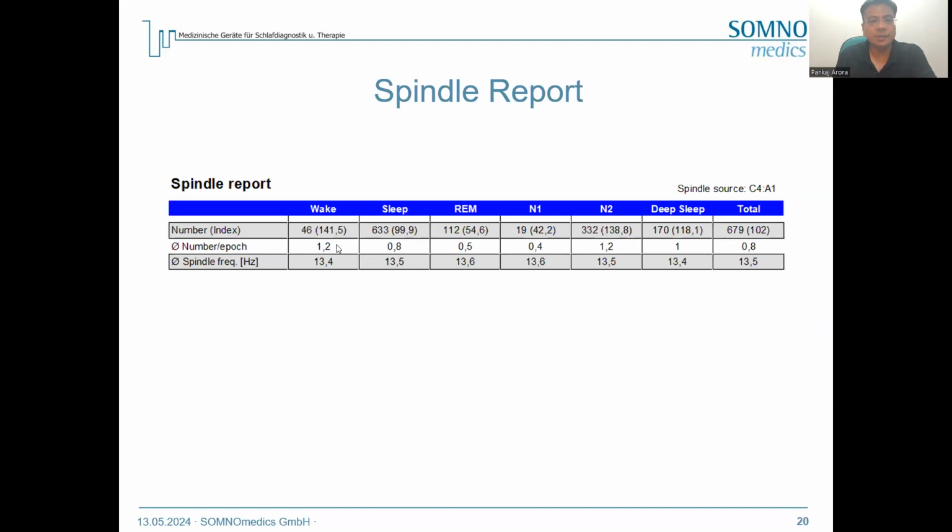In this particular spindle report, spindles mostly have to appear in the N2 stage. So 332 spindles, or an index of 138, are happening during stage N2. But spindles are also appearing during the deep stage, N3. Deep stage is anyway very less, but 170 spindles are coming during stage N3, with an index of 118, which means the patient is taking some kind of medication.